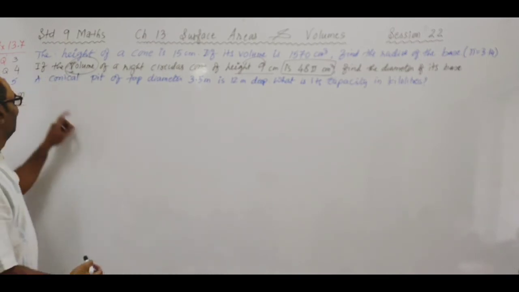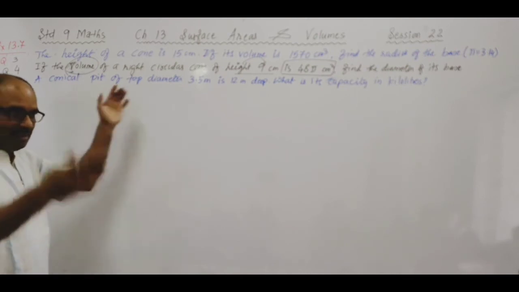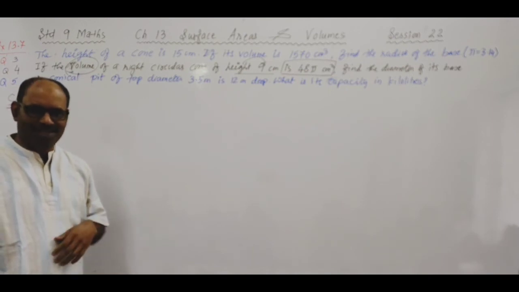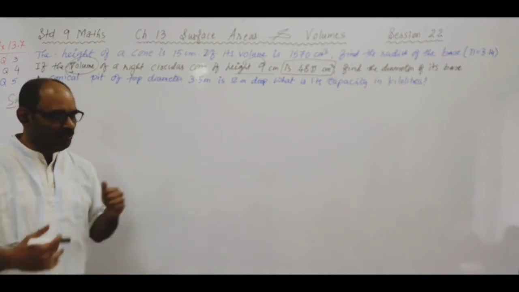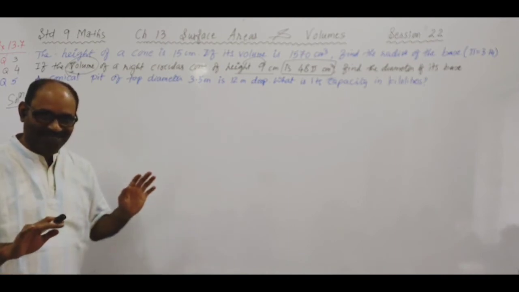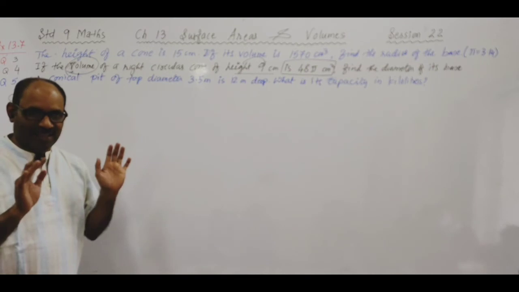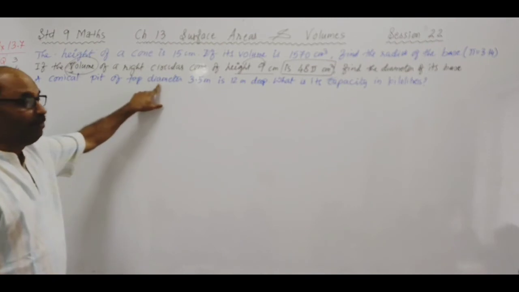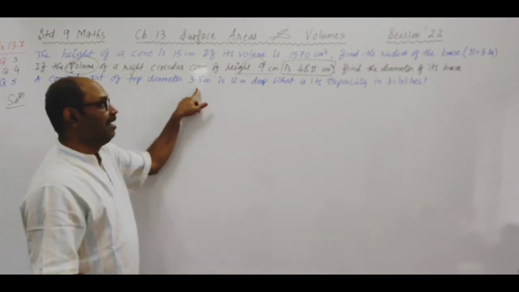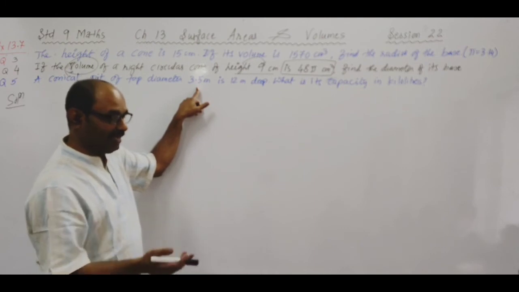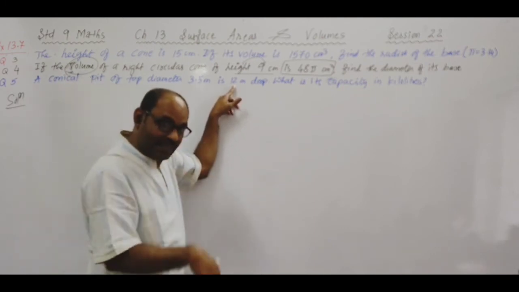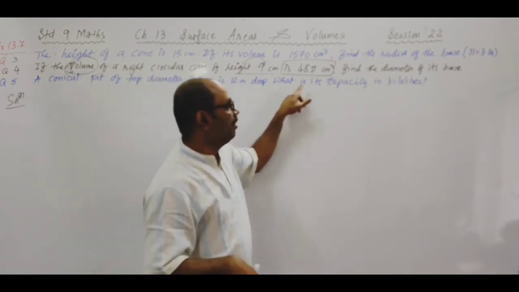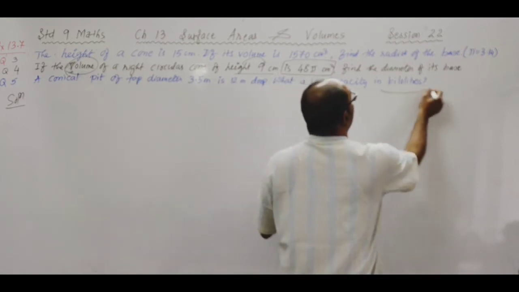Let's see the statement. A conical pit. We don't normally see such pits; we see cylindrical or cuboidal or irregular shapes, but here a conical pit is given. A conical pit of top diameter 3.5 meter. Diameter is given, so you can get the radius. And 12 meter deep, that is height, not slant height. What is the capacity in?